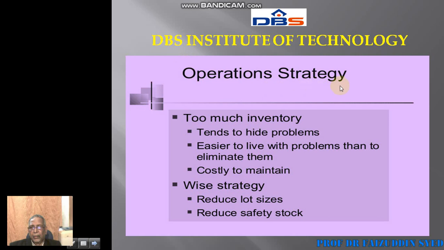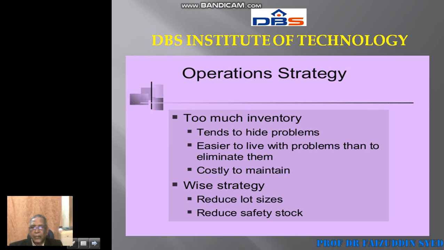Inventory operations strategy. How to manage the inventory successfully. Suppose you have too much inventory, it is really costly to maintain it. In maintaining the inventory, you may face a lot of problems. So face the problems, try to eliminate the problems, be a successful man. Don't tend to hide the problems.